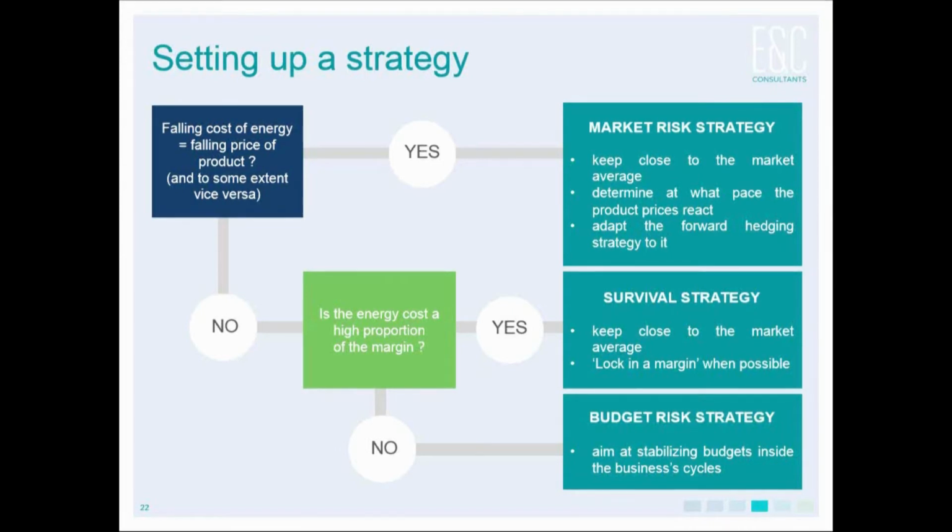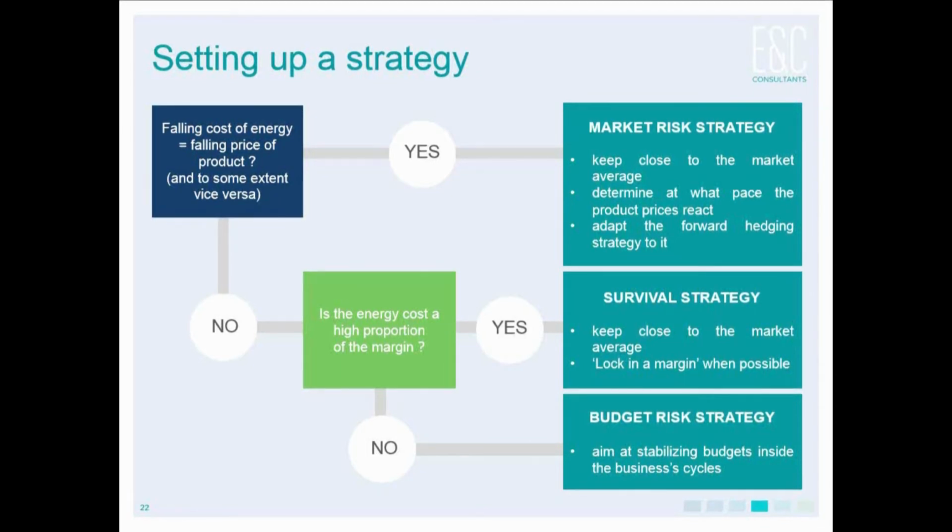If the answer to the question is no, if there's no direct correlation between falling energy prices and your product price, or the other way around, increasing energy prices and the ability to increase your product prices, then there's a second important question you need to ask before determining where you are. The second one is that energy budget that you each year have to buy, those X million dollars that you spend on energy, what proportion does that budget take of the margin?